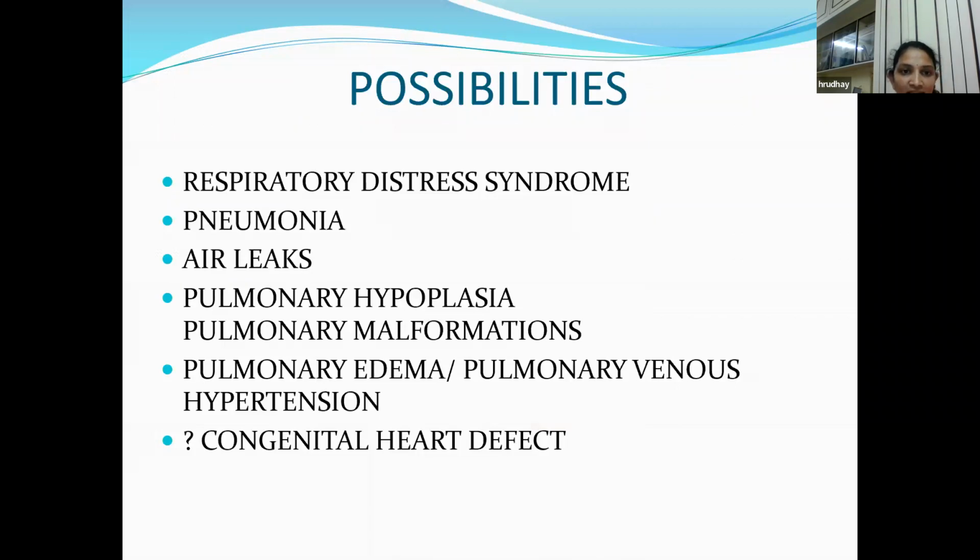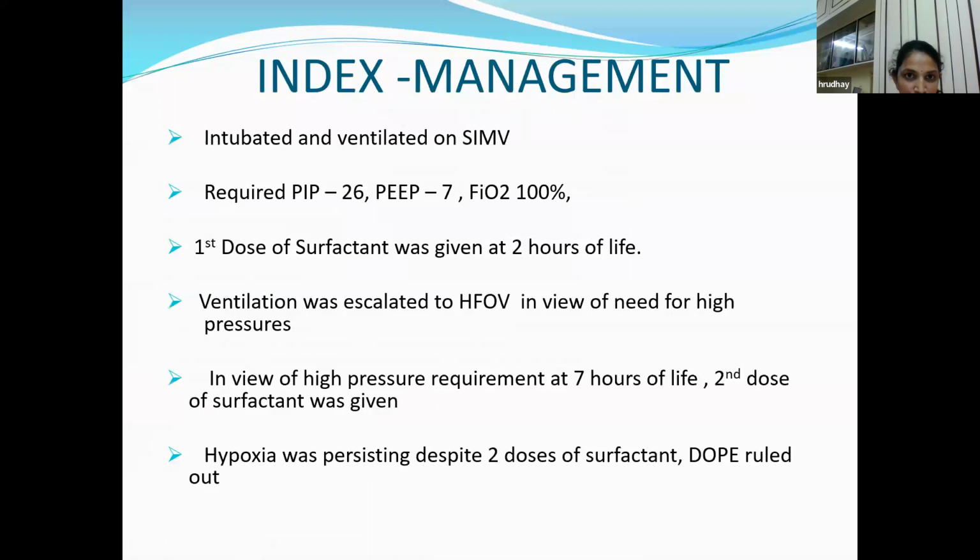The first possibility a neonatologist can think of is respiratory distress syndrome. Other possibilities could be bilateral pneumonia or air leaks, pulmonary hypoplasia or pulmonary malformations, pulmonary edema, or pulmonary venous hypertension, and finally it could be congenital heart disease.